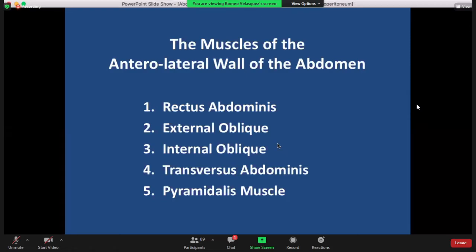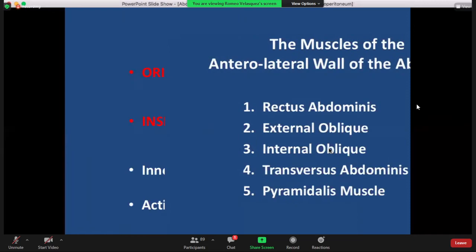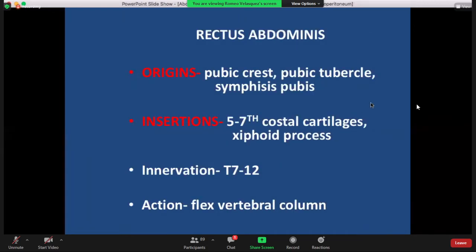There is a nice table also in Moore about all these muscles. Basically, this is what you will see in the tables. Okay, origin for recti muscle, rectus abdominis singular: pubic crest, pubic tubercle, symphysis. So as you can see, it is a more inferior origin, and then it will insert more superior to the costal cartilages. Innervation as shown here: T7 to T12 spinal nerves. Now the action is flexion of the vertebral column.